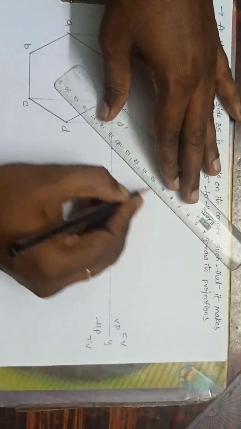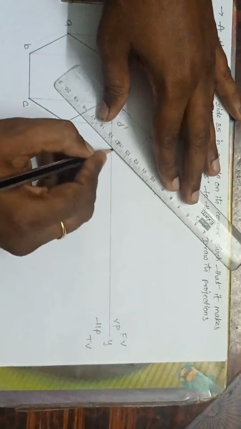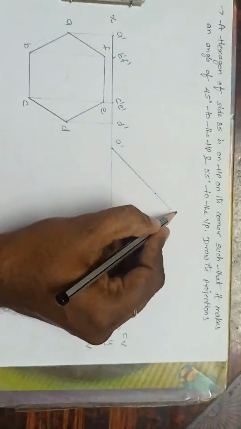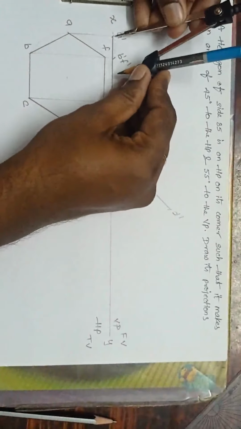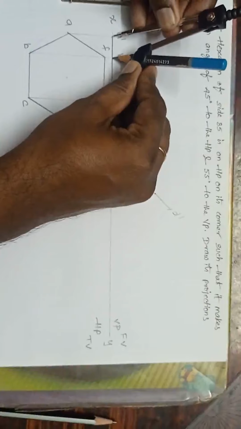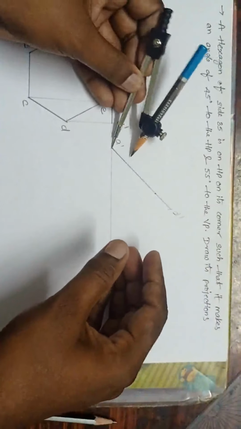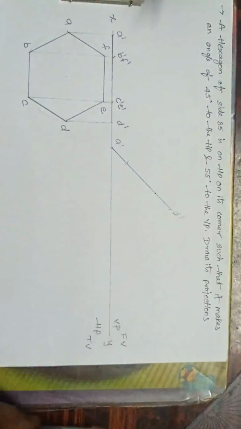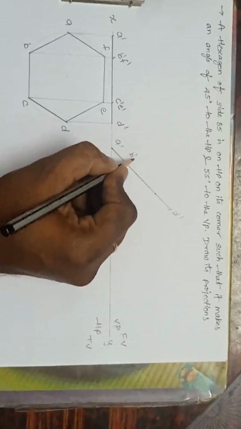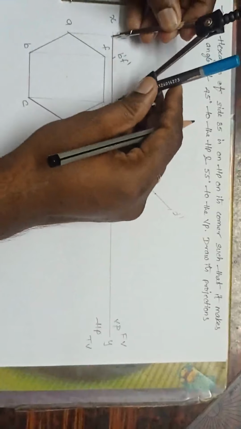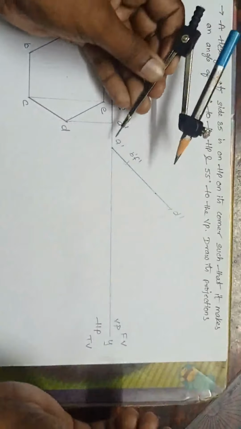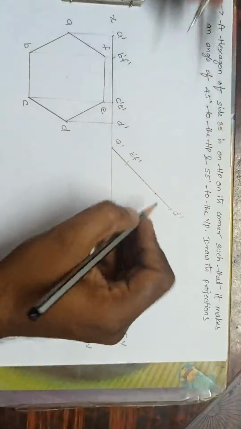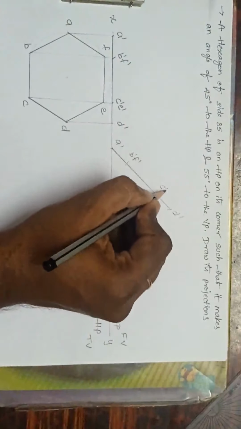Done. Now what to do? This as center. Okay, this is D dash. Over. Now take the radius A dash to B dash, A dash as center, cut here. Mark B dash and F dash immediately. Next, I want C and E. Take the radius C to E. Very, very carefully we have to do it. A dash as center, cut here. Now this is the point C dash and E dash.